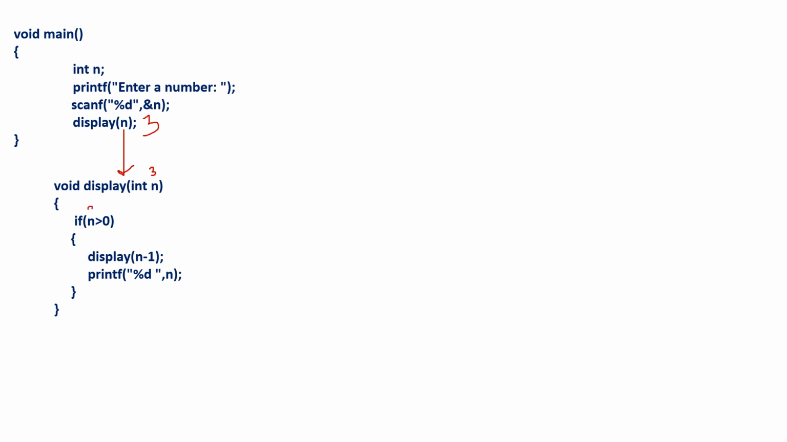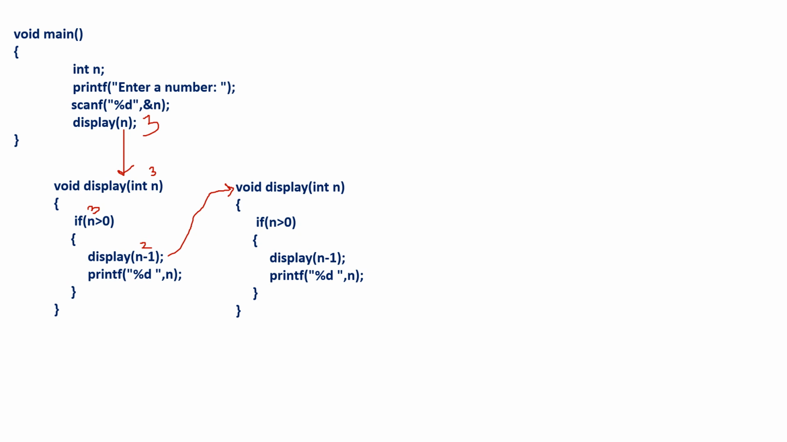Now what is the condition here? 3 is greater than 0, so this condition becomes true. That means we enter the if block, and then it calls display of n minus 1. What is n minus 1? It means 2. Now it is calling display of 2. Immediately the control goes to display of n. Again another copy of the display function is created.